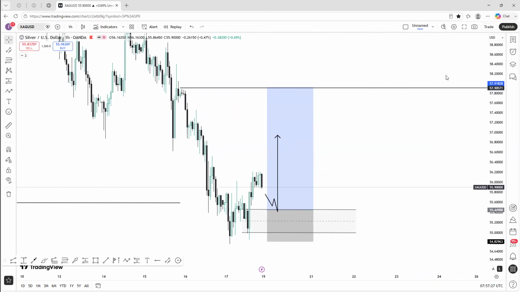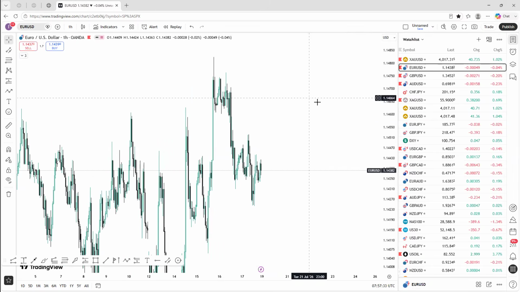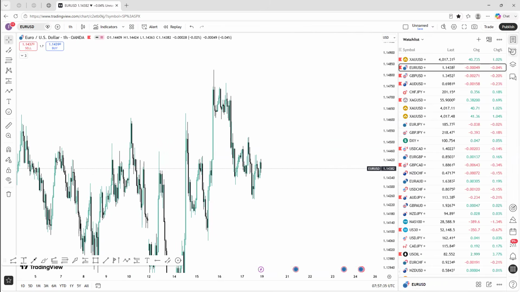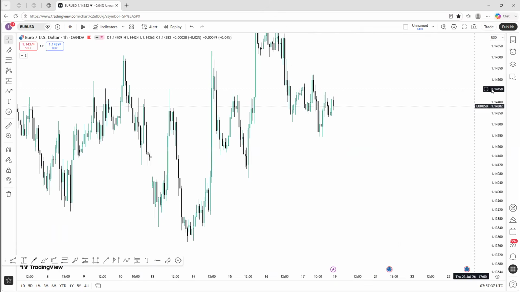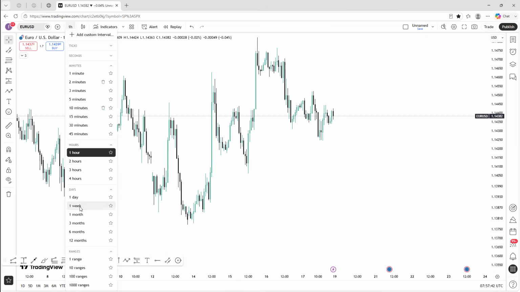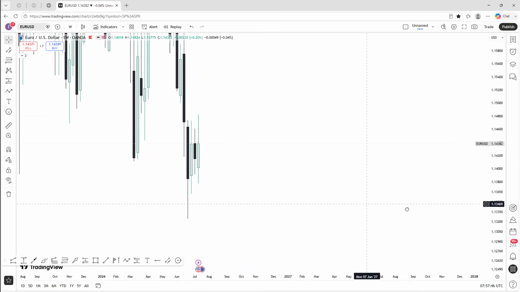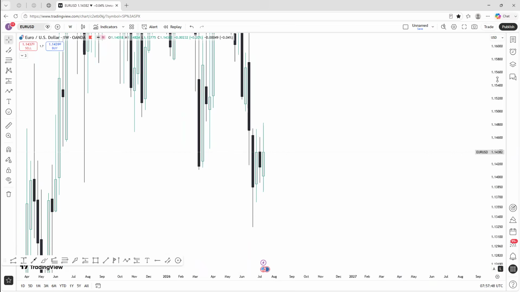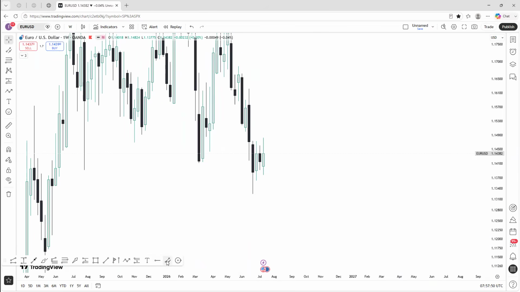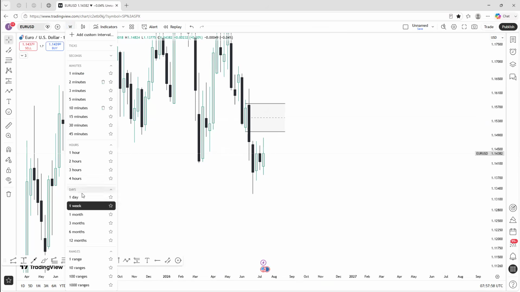Let's see another pair, EURUSD. On EURUSD, we have this market structure. On the weekly time frame, you can see last week's candle closed bullish, and it is creating a counter trend to this weekly supply. You can see we are going to this weekly supply for sells.